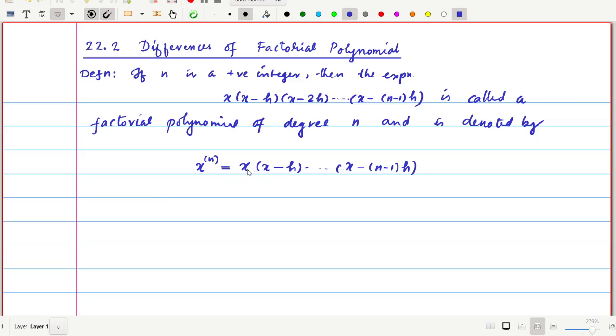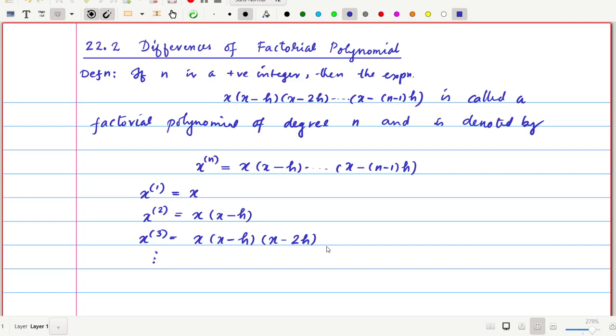If we consider the first term is x minus 0 times h, then all the way up to n minus 1 times h, we will get n factors. So for example, x of 1 is a factorial polynomial of degree 1, and it contains only one factor, x. Similarly, what is x of 2? It contains two factors starting from x, and the other will be x minus h, diminishing by h. And similarly, x of 3 is nothing but x times x minus h times x minus 2h. This is the way we define the factorial polynomial of degree 1, 2, 3 and so on.